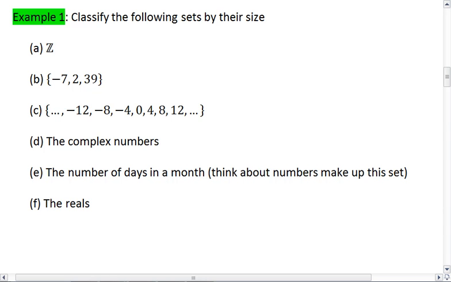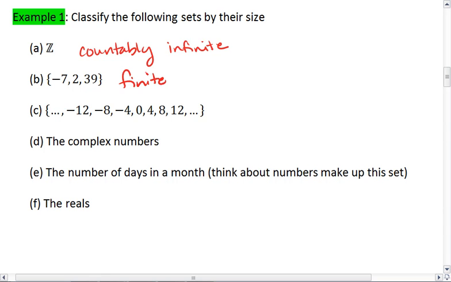For this first one in part A, we have Z, which stands for our integers. And we know from above that these are infinite, but they are countably infinite. Next, we have a set of just 3 numbers, so I could count those right now. We have -7, 2, and 39. That makes this set finite.